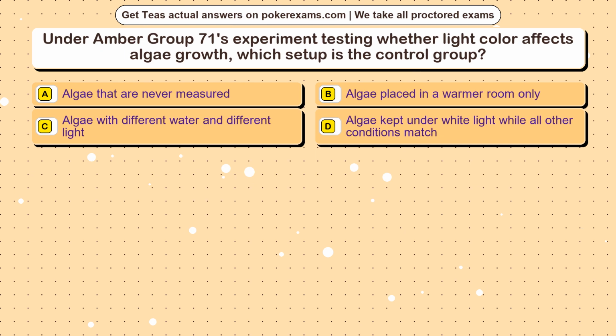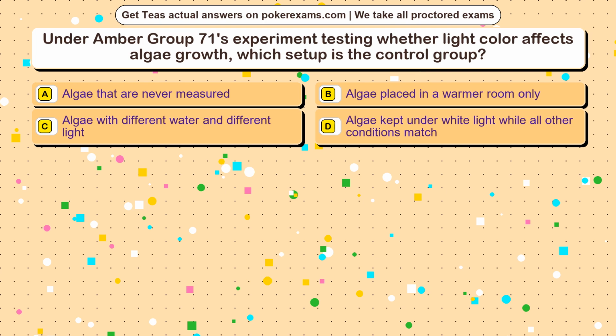Question 20. Under Amber Group 71's experiment testing whether light color affects algae growth, which setup is the control group? Option A, algae that are never measured. Option B, algae placed in a warmer room only. Option C, algae with different water and different light. Option D, algae kept under white light while all other conditions match.